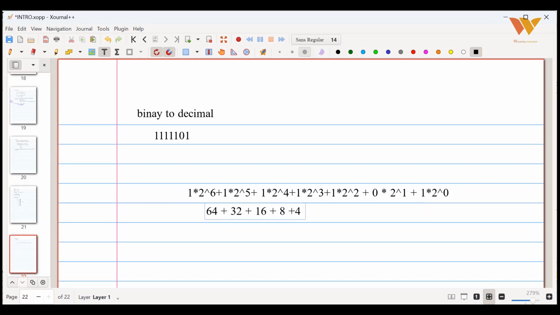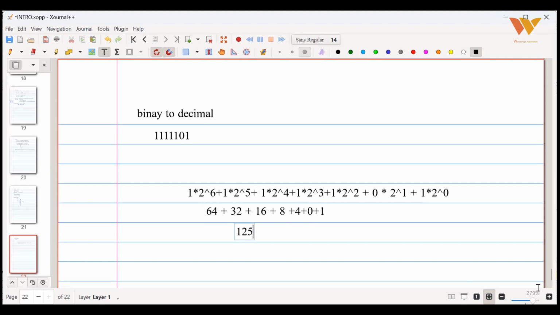I wrote 32, 16, 8, 4, plus 0 plus 1. 4 plus 0 plus 1. Okay. 64 plus 32 is 96, plus 16 is 112, plus 13 is 125. I get 125. Is it okay?